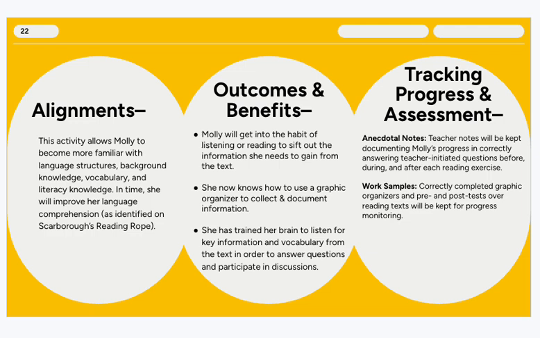Outcomes and benefits: we're hoping Molly will get into the habit of listening or reading to sift out the information that she needs to gain from text. She now will know how to use a graphic organizer and how to collect and document information. She'll also have trained her brain to listen for key information and vocabulary from the text in order to answer questions and participate in class discussions.